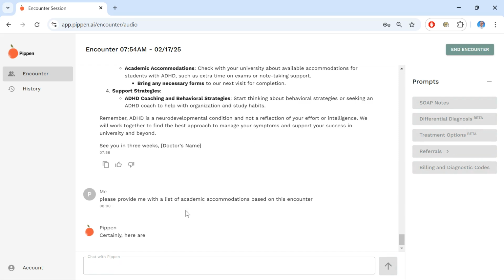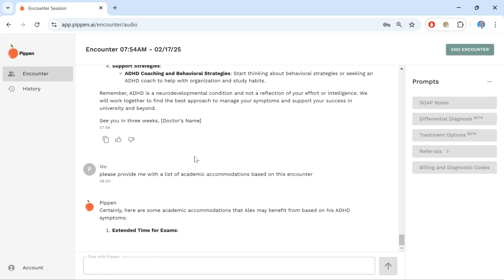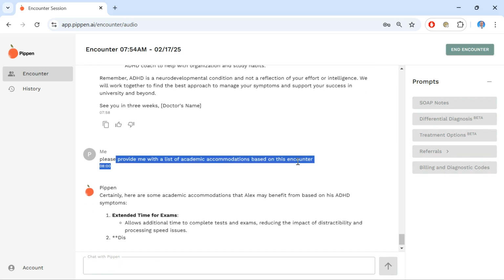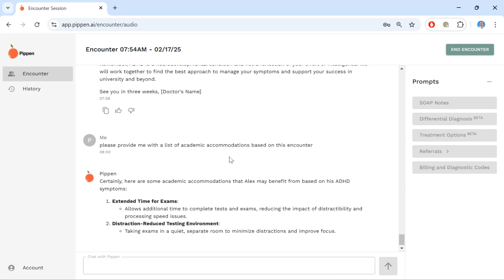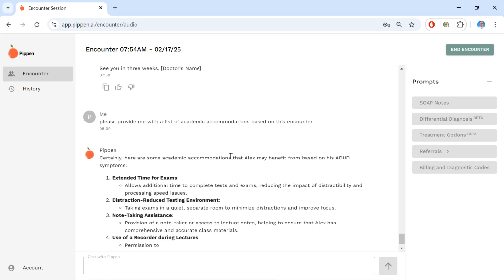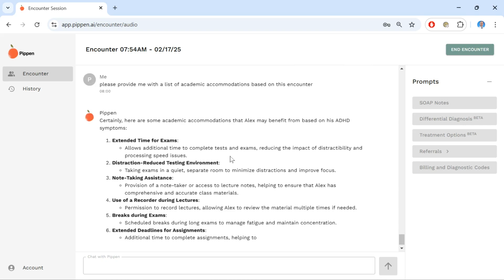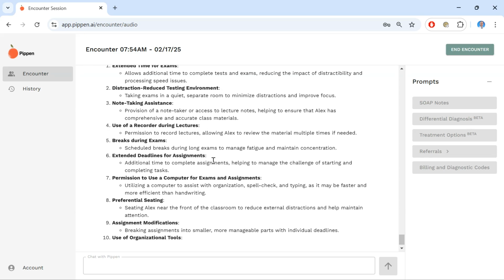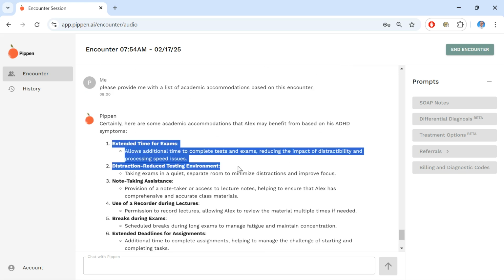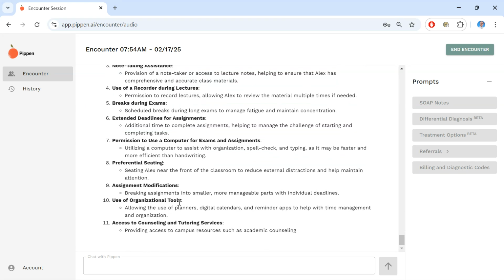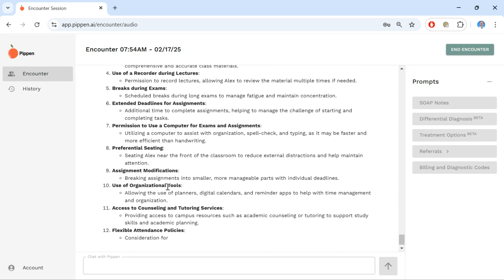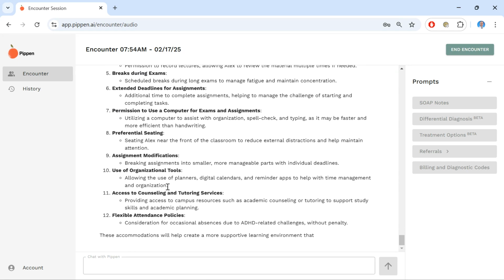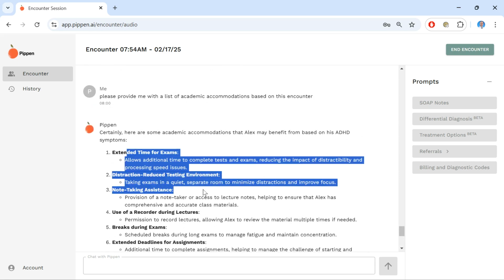So you can see I'm just using natural language with these requests, right? And I'm taking it much further than just the notes. I'm asking about the criteria, I'm asking about a patient handout, I'm asking about accommodations, right? So here's some ideas that you can then discuss with your patient about what makes sense, what doesn't, to help guide the discussion around school accommodation.